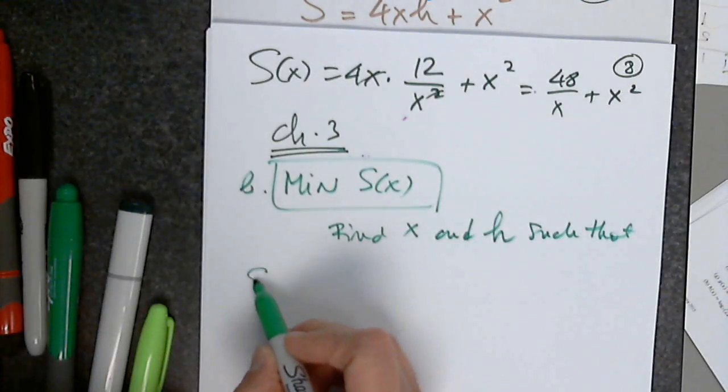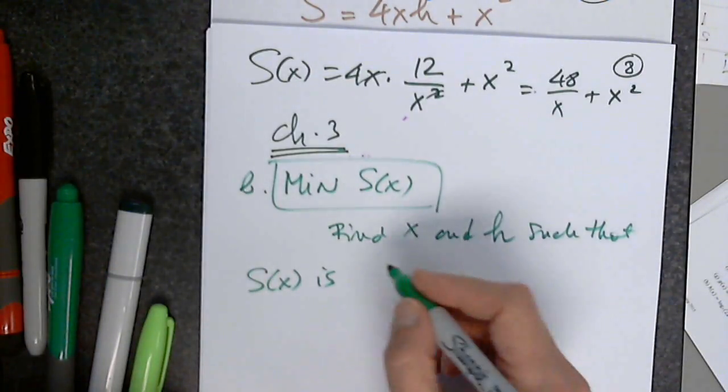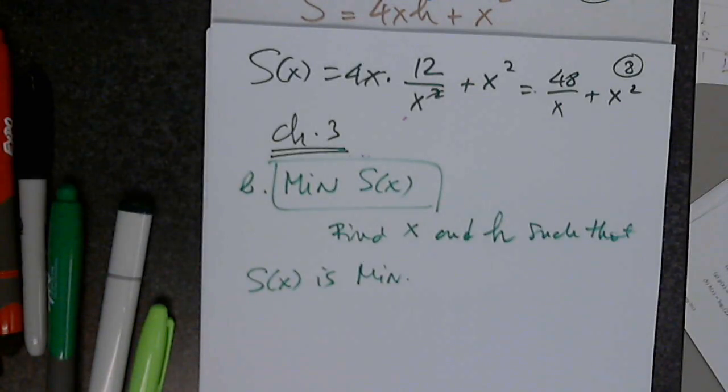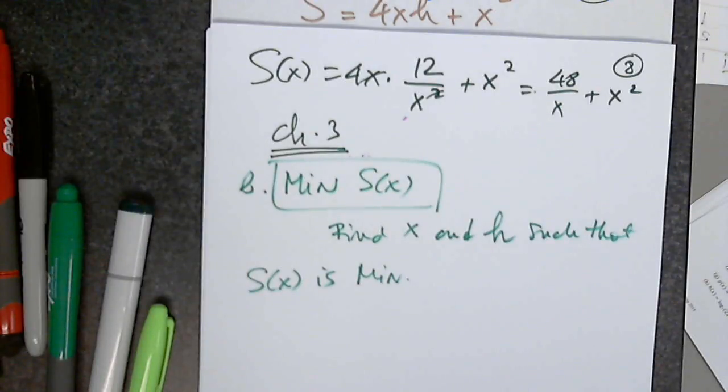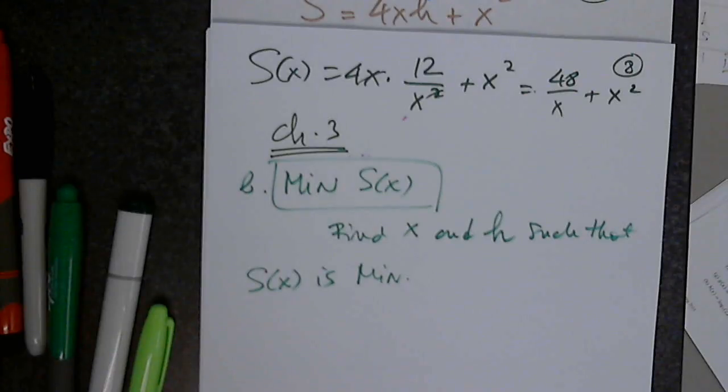S of x is lowest, exactly the minimum. So this is the question. Also, if you want, we can find that minimum of the surface area. However, we are asked now to find x and h, the dimensions, the length of the base and the height that will give us the minimum surface area.